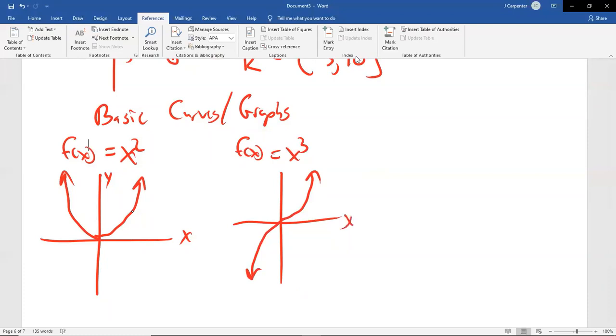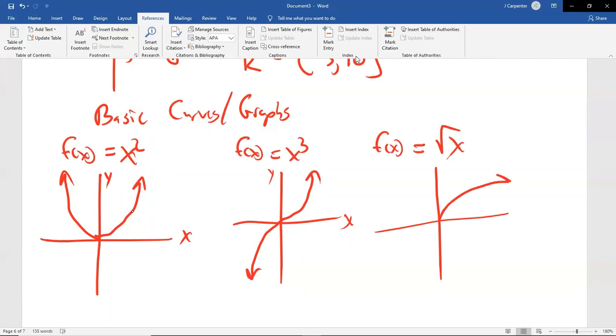F of x equals the square root of x. It looks like you took the parabola and tilted it on its side, but to make sure it's a function, I'm gonna do something and then I'm gonna erase it. If you just tilt the parabola on its side, this is not a function because it fails the vertical line test. So what we have to do is restrict the range. We only use the top portion of the graph. It's a very common technique when you have a transformation of a function that would not be a function. So square root of x just looks like that.